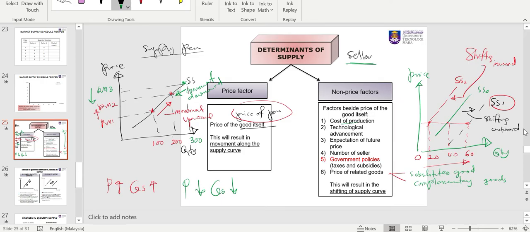Supply of any types of product will decrease and shift inward. Okay. Next is expectation of future price. As a seller, we have expectation of future price also. Same goes with the demand.